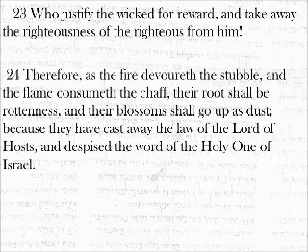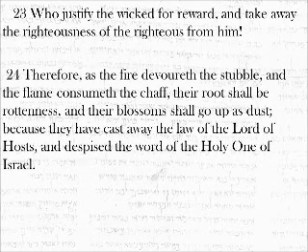Because they've cast away the law of the Lord of hosts and despised the word of the Holy One of Israel. You aren't keeping the commandments. God can't bless you. It's not that God hates us. It's not that he loves to punish us. It's just that he cannot bless us if we're doing this. And that applies just as much today as it did then.